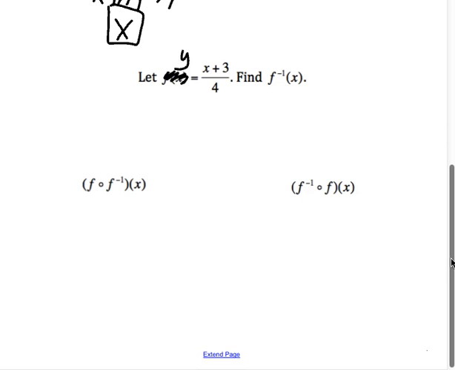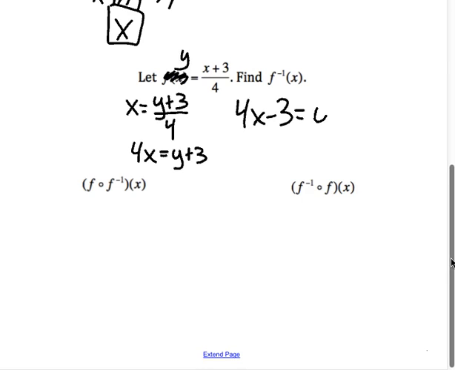So here, let's find this inverse. So I'm going to flip the x and the y. So I'm going to multiply the 4 over, and then I'm going to subtract the 3. So there's my inverse. And now let's use this composite idea to prove that they're inverses.